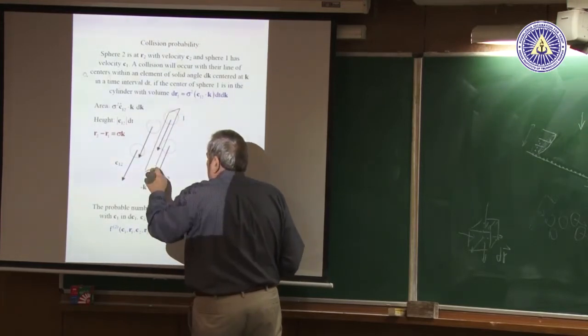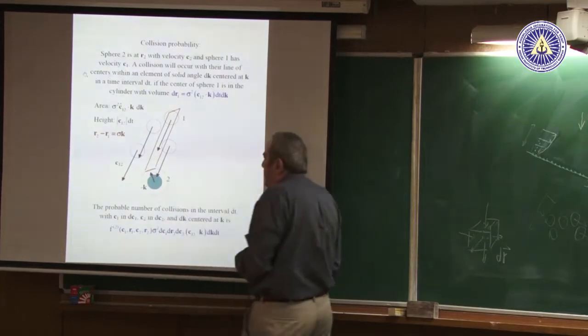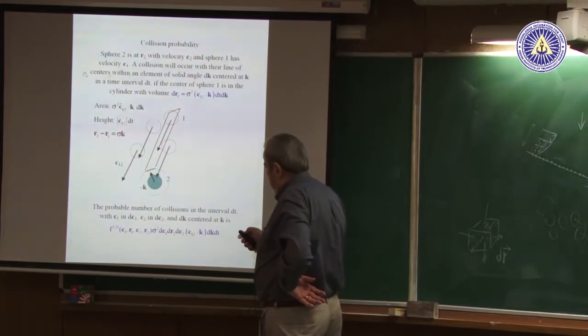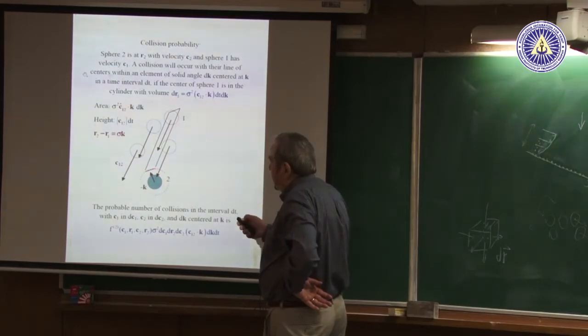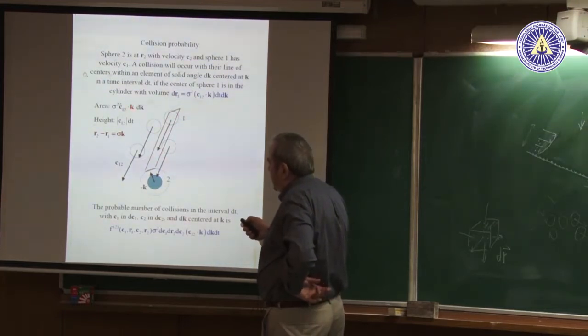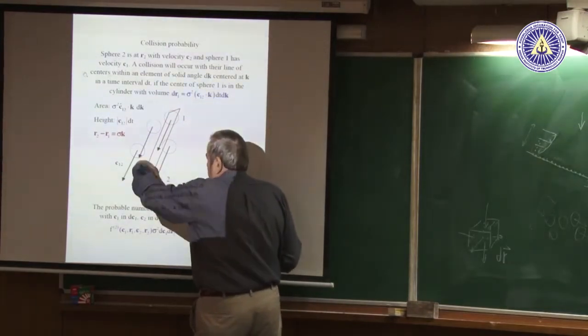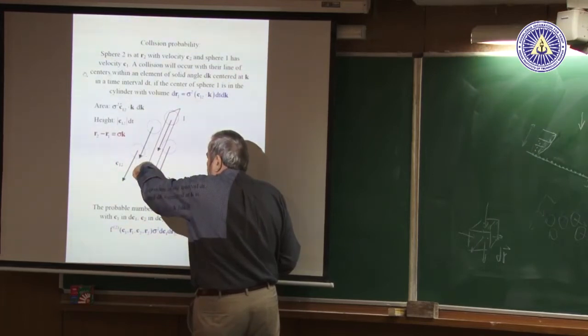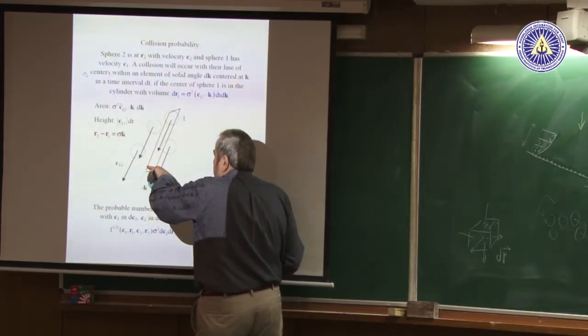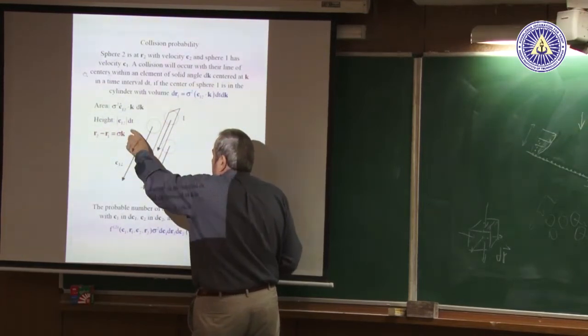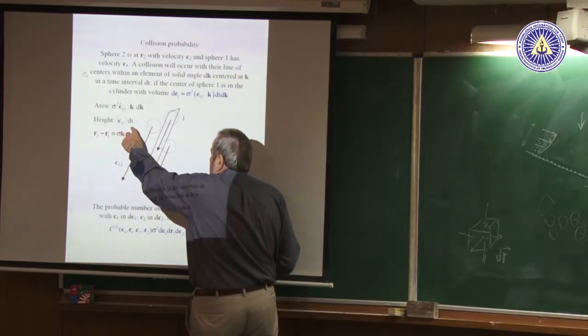And inclined faces that are perpendicular to the direction k. So the question is, what's the volume of this tube? The cross-sectional area of the circular cylinder is given in terms of the unit vector along the line of the relative velocities, and its projection on k. So this is minus k. So the unit vector k projected on C12 gives us the cross-sectional area, and the height of the cylinder is the magnitude of the velocity C1 times the increment in time.